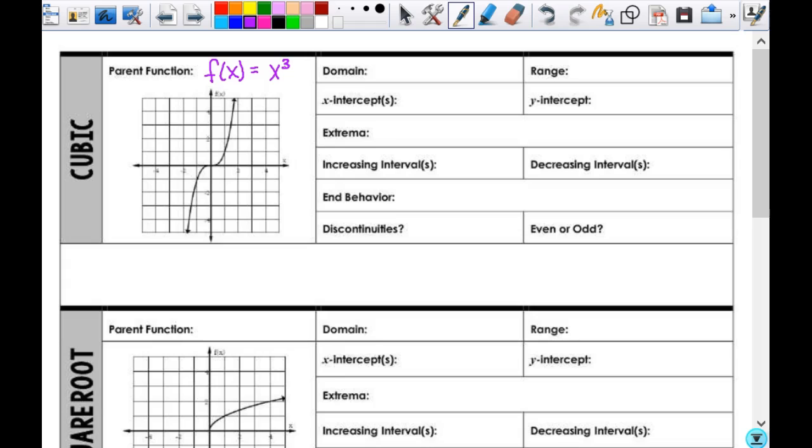So our domain is -infinity to infinity, right? Because it's all of the x's. And so is the range, -infinity to infinity. That's something you should be able to come up with real easily on your own. What's your x-intercept? 0, 0. So then the y-intercept is 0, 0.